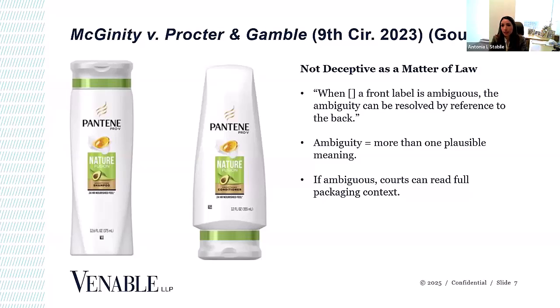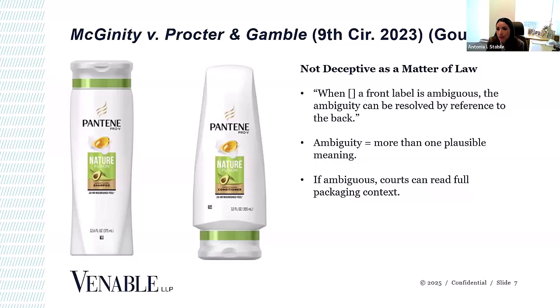And in this case, the Ninth Circuit said, when a front label is ambiguous, the ambiguity can be resolved by reference to the back label. And so here, even though Nature Fusion made some kind of representation about nature, it didn't make an affirmative promise about what proportion of ingredients were natural. So the court said, since we don't know what Nature Fusion means based on the front label, you turn over to the back label. The back label says things like smoothness inspired by nature, smoothing system with avocado oil. And based on those back label representations, which clarified the Nature Fusion claim, the court said the product wasn't making a claim that it had no synthetic ingredients.